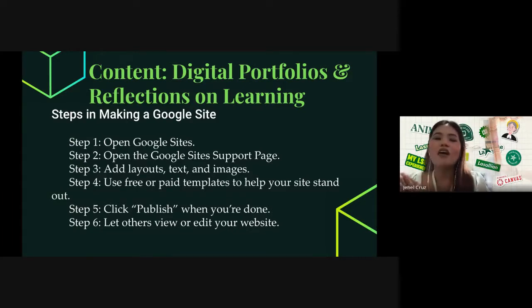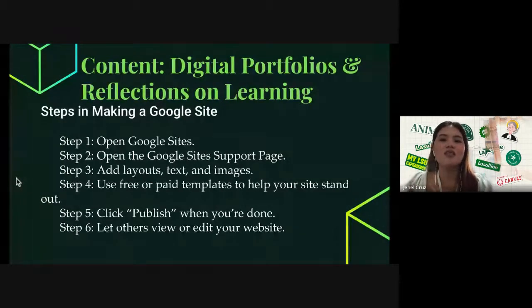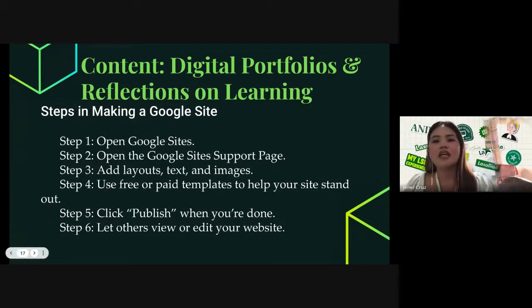So here are the 6 easy steps in making a Google site. This one was presented during the video, part of the first few slides a while ago. But now let us go back and recall, how can we create a Google site? So step one is to open Google Sites. That's sites.google.com. Next is you can open a Google Site support page.